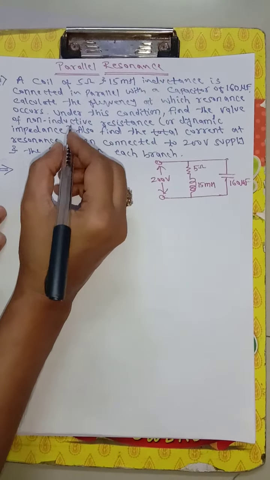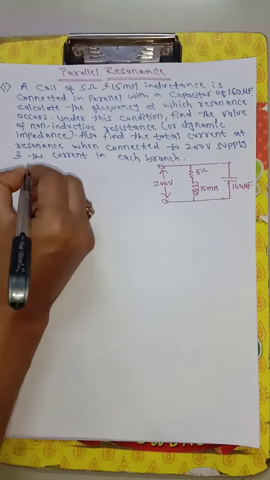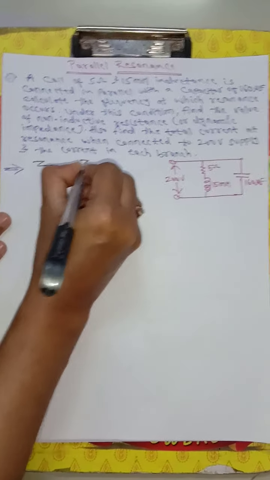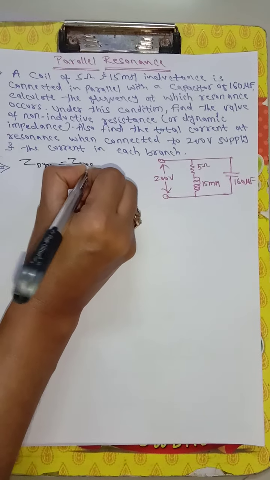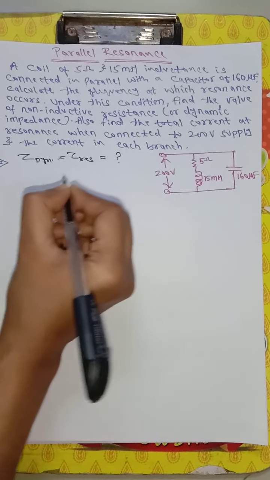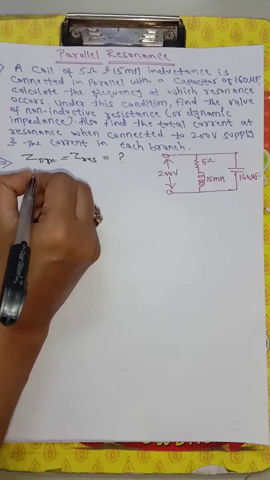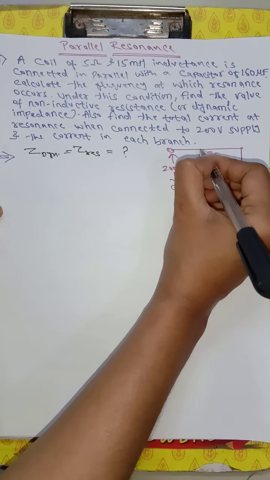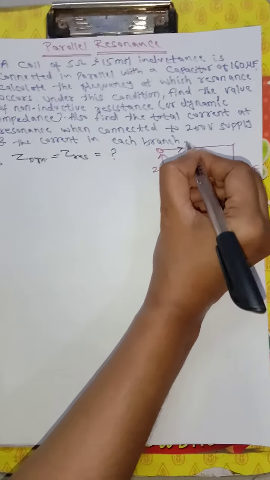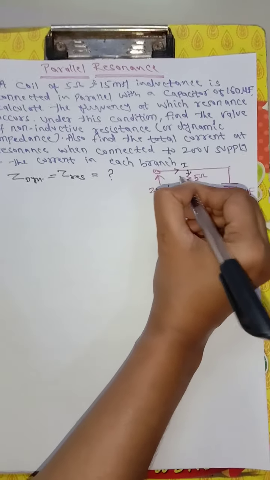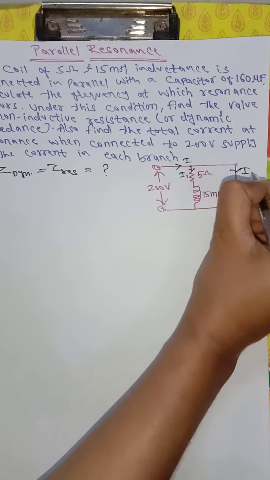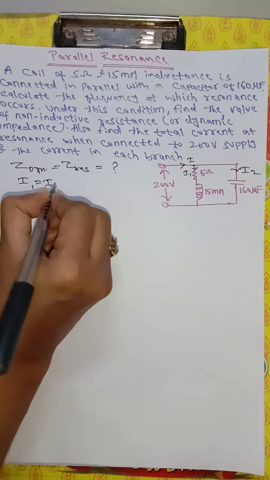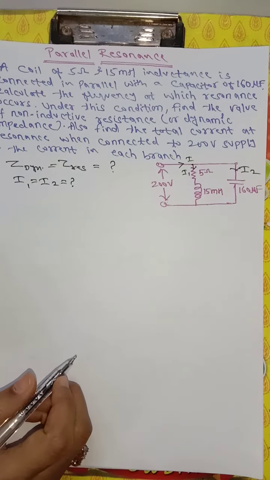Secondly, under such a condition you need to calculate the dynamic impedance. In many textbooks they refer to it as the dynamic resistance or dynamic impedance. Secondly, find the current flowing through each branch. If you observe this circuitry, the total current will be I, and in the branches it will be I1 and I2. So in short, you need to calculate I1 and I2. Okay, so how can we start?